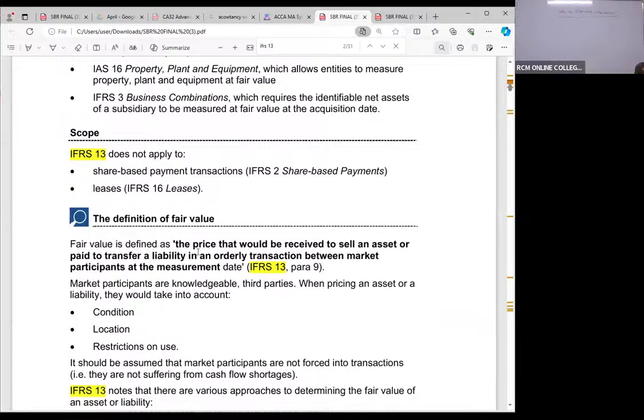The definition of fair value: fair value is defined as the price that would be received to sell an asset or paid to transfer a liability in an orderly transaction between market participants at the measurement date. IFRS 13, paragraph 9. The price that would be received to sell an asset, that's what I would stick with. If I sell this asset of mine, this is the price that I'll be able to receive. Or pay to transfer a liability in an orderly transaction between market participants at the measurement date.